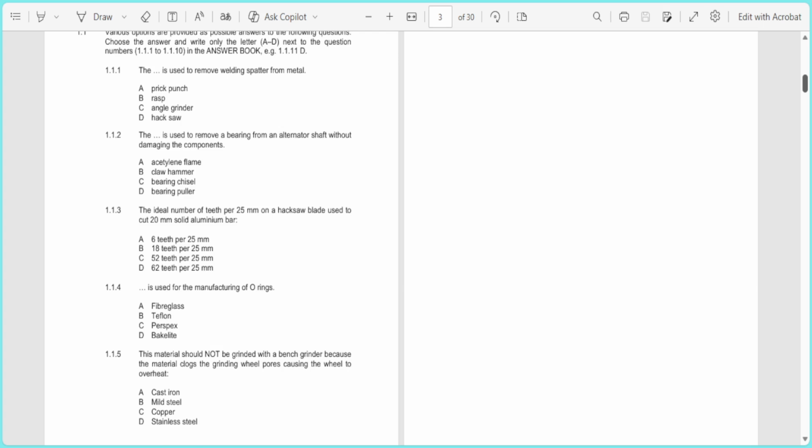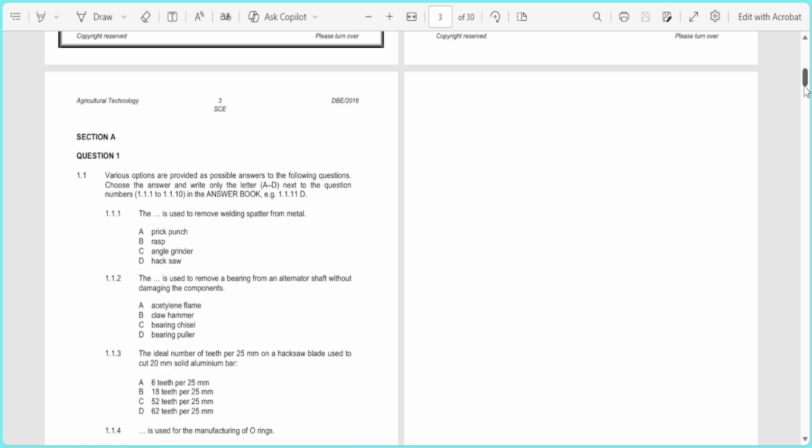Okay, so let's go back to the first question, the multiple choice questions. Various options are provided as possible answers to the following questions. We need to choose the letters A to D and write the correct letter next to the question numbers. So 1.1.1, the blank is used to remove welding spatter from metal. After welding, there's going to be some material that stays behind, that clogs up or piles up after the welding work.